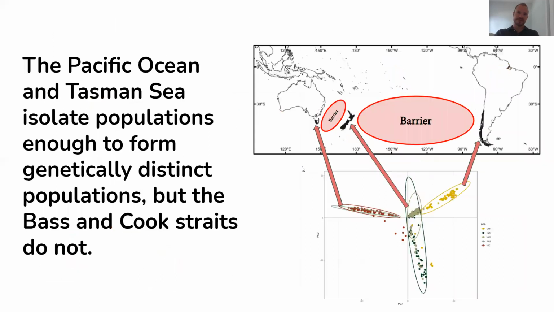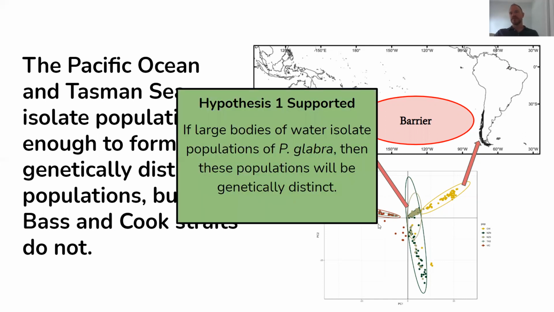But this does seem to show that the first hypothesis is held up, that these large barriers, the Tasman Sea and the Pacific Ocean, are large enough to have genetically distinct populations on each side of them. And that the Bass Strait that separates Tasmania from mainland Australia and the Cook Strait that separates the 2 islands of New Zealand are not large enough, as we have overlapping populations. So hypothesis 1 supported.